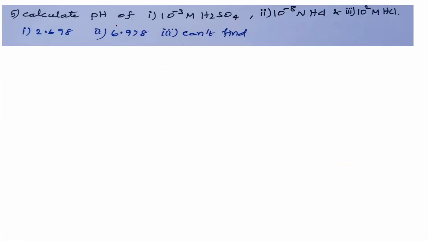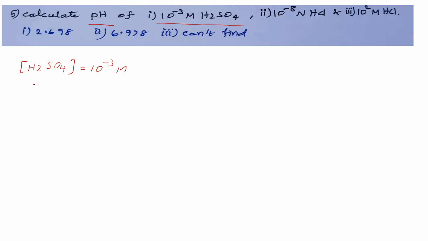Here in this sum, they are asking us to calculate the pH of 10 power minus 3 molar H2SO4. So we have to find the pH for 10 power minus 3 molar H2SO4. Now we will take H2SO4, and its concentration is 10 to the power of minus 3 molar.